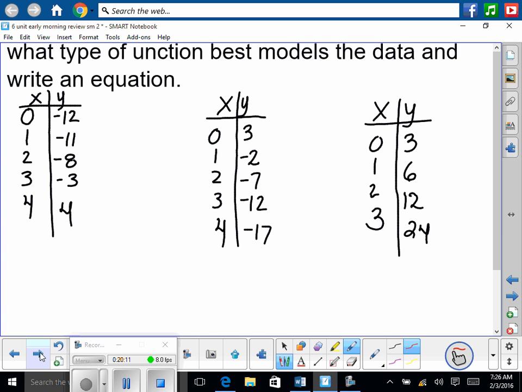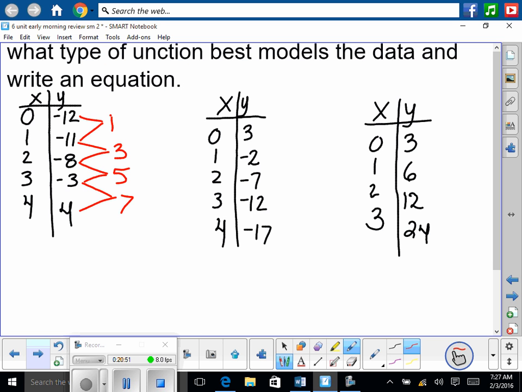Okay, moving on. So the next thing on the test will say what type of function best models the data, write an equation. So first of all, notice our x values are going in order, right? So that's just when we take differences, and then we'll see if it's linear, quadratic, or exponential. So negative 11 minus negative 12 is 1. And then negative 8 minus negative 11 is 3. And then negative 3 minus negative 8 is 5. And then 4 minus negative 3 is 7.